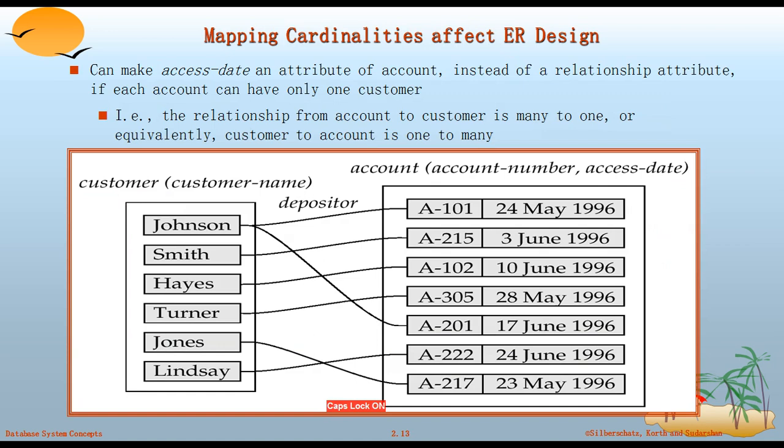Mapping cardinalities affect the ER design. Sometimes mapping cardinalities will affect the ER design. We can make access date an attribute of account instead of a relationship attribute if each account can have only one customer. A relationship from account to customer is many to one, or equivalently, customer to account is one to many.